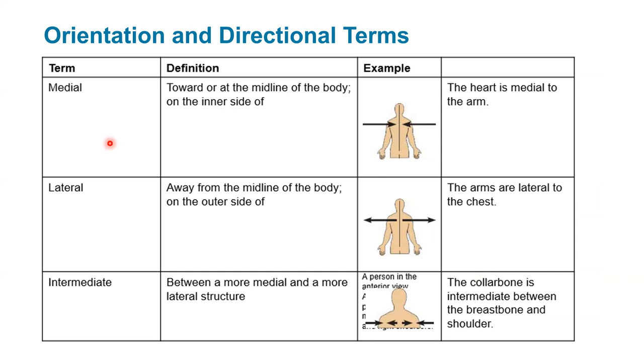Another pair of directional terms is medial and lateral. So medial is towards the midline of the body and lateral is away from the midline. So the heart is medial to the arms and arms are lateral to the chest. Intermediate is between a more medial and more lateral structure. Let's say collarbone is intermediate between the breastbone and the shoulder.